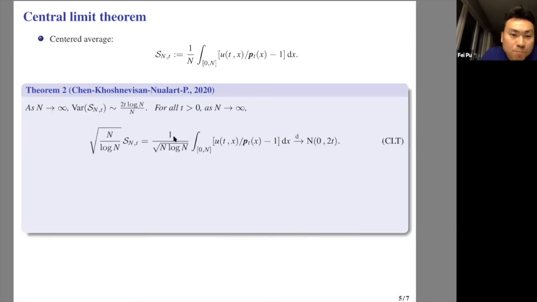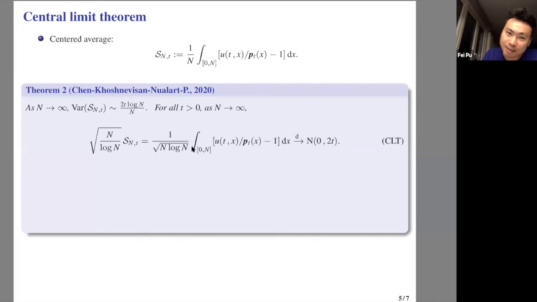All right, now for this centered average, we can normalize in the following way. We multiply by square root n over log n. This gives us a normalization equal to 1 over square root n times log n times this spatial integral. Here, this equality just uses the definition of S_{n,t}. We prove that this normalization converges in distribution to a centered Gaussian distribution with variance given by 2t. So this is our CLT.